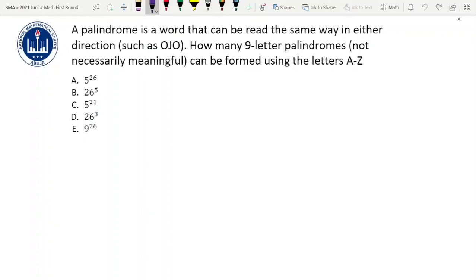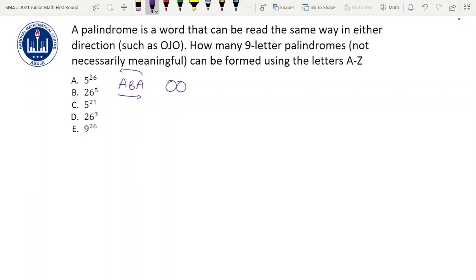Solving the final question of the 2021 Junior Mathematics Olympiad first round. The question goes like this. A palindrome is a word that can be read the same way in either direction, such as Ojo. So, for example, ABA is a palindrome because if you read from the left hand side to the right hand side, it reads ABA, and from the right hand side to the left hand, it reads ABA.